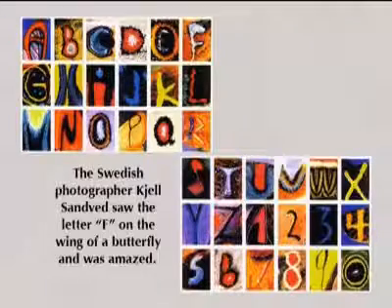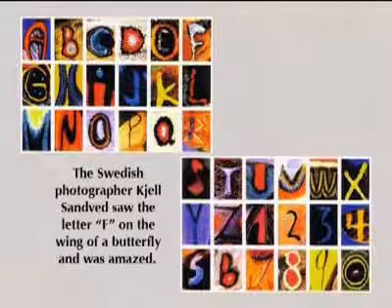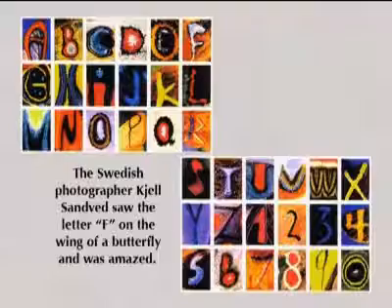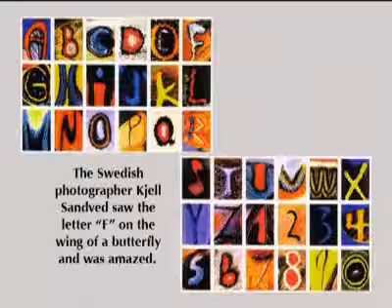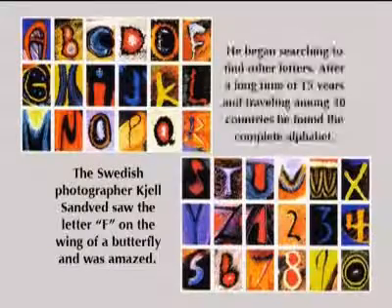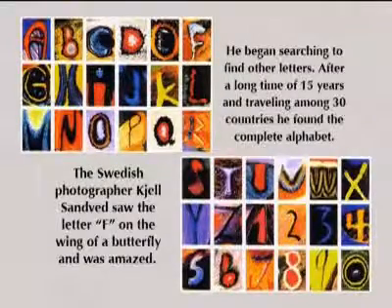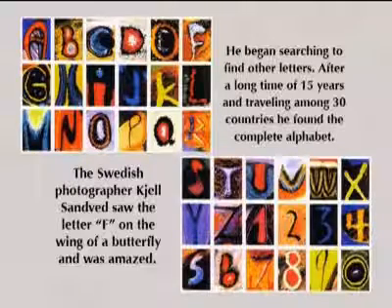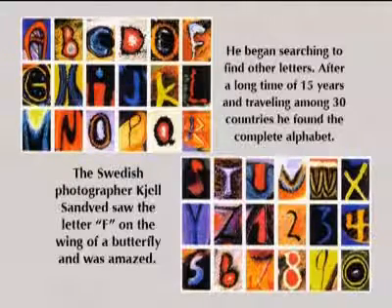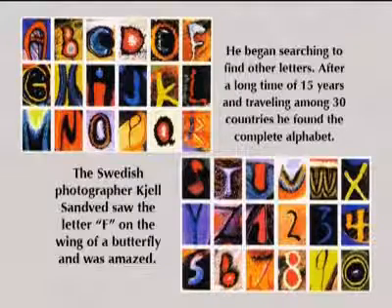On this picture we see all the letters of our alphabet and also the numbers. The Swedish photographer Kjell Sandved was it. He saw the letter F on the wing of a butterfly and was amazed. And so he took a microscope to look at the wing of a butterfly to find other letters, but he couldn't find. And so he was looking to other butterflies, and you see the solution here. After a long time of 15 years and traveling among 30 countries, he had found the complete alphabet.